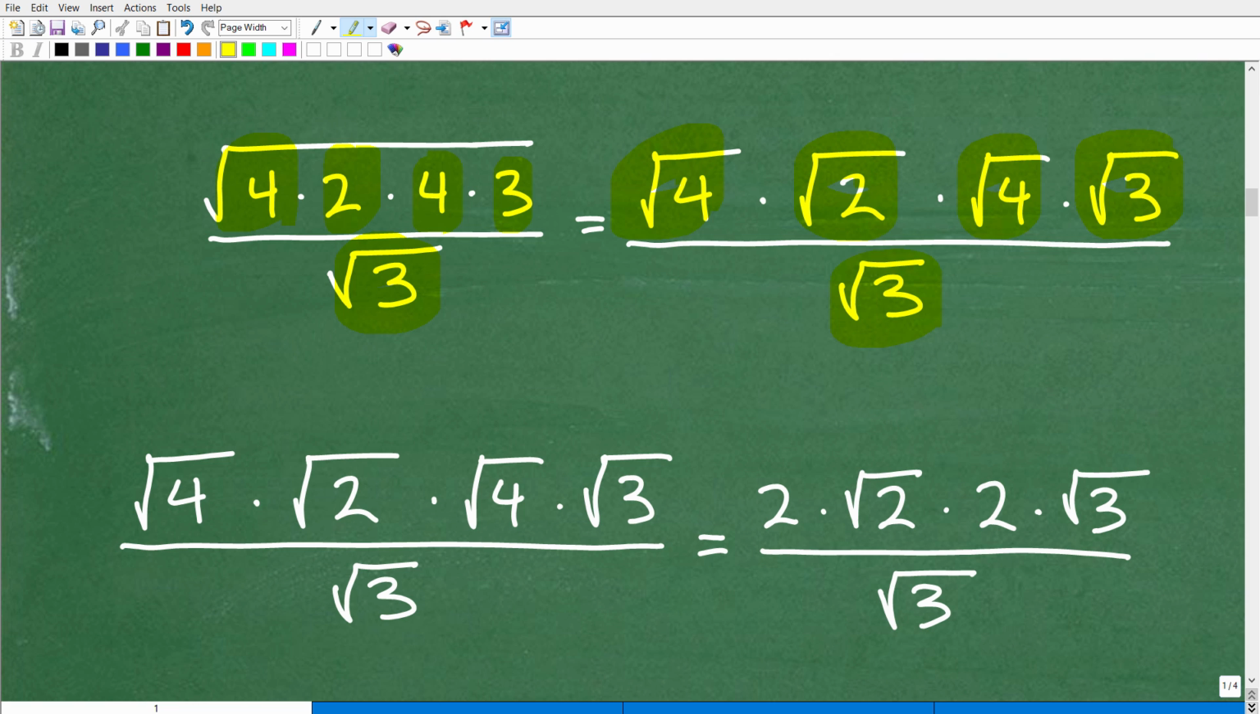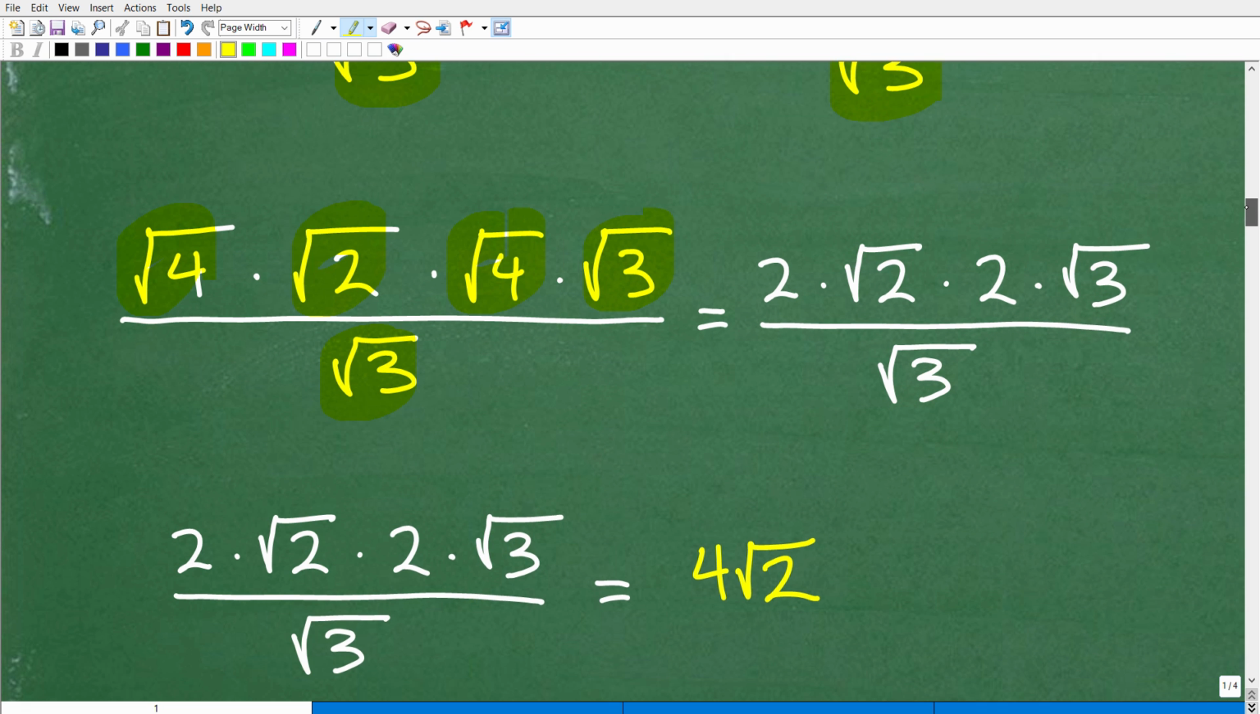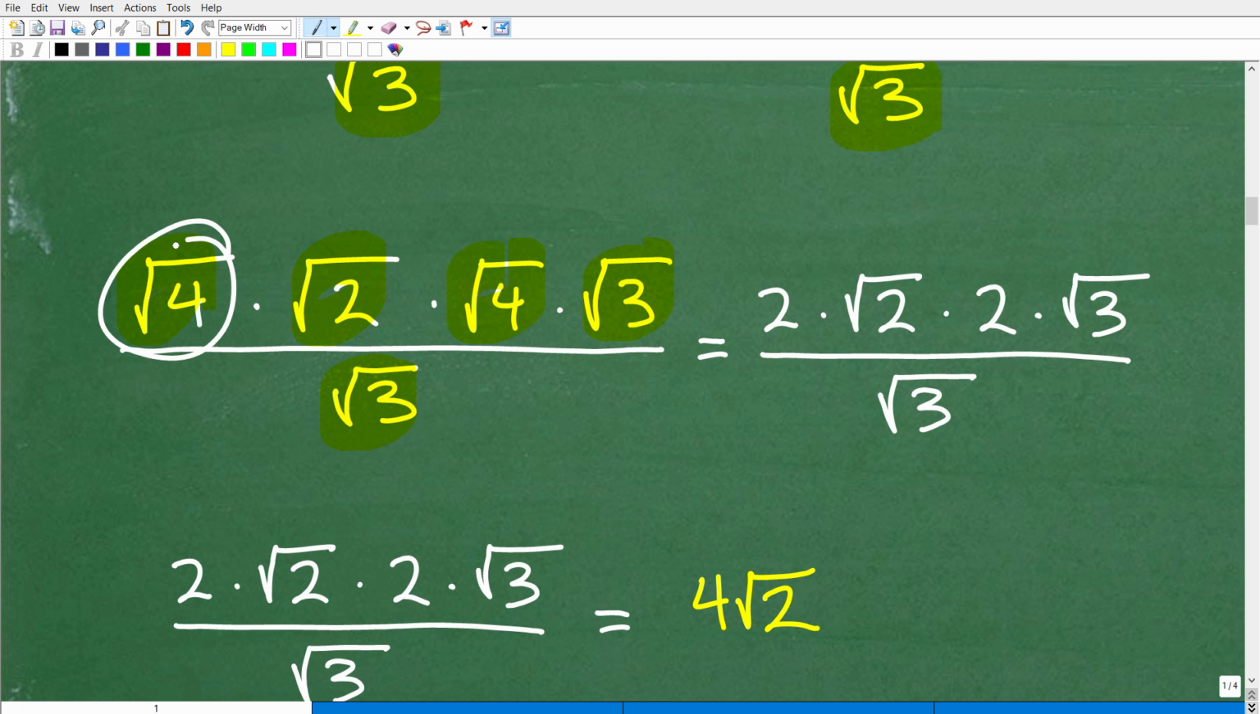So what's the advantage of doing this? Well, here is our situation. You can see, oh wait a minute, I could find the square root of 4. That is 2. So 2 times the square root of 2, and the square root of 4, again, is 2. We'll put that 2 right there as a factor. And then here I have the square root of 3 all over the square root of 3.